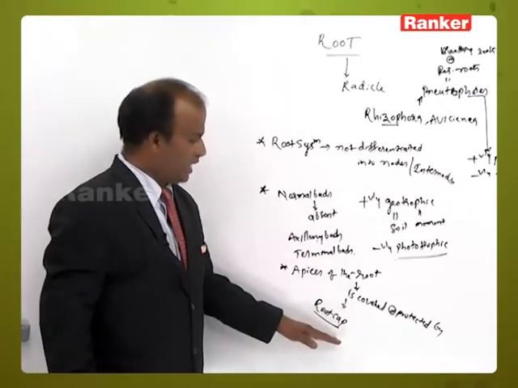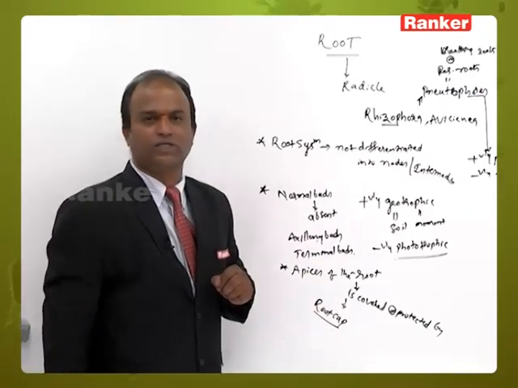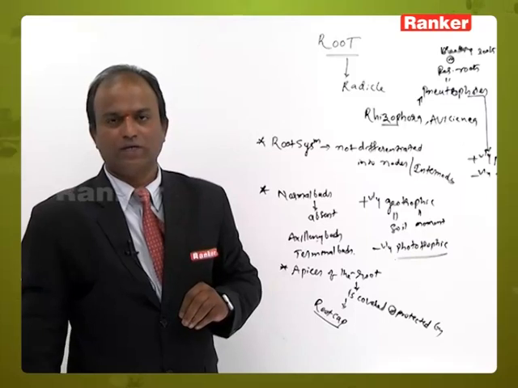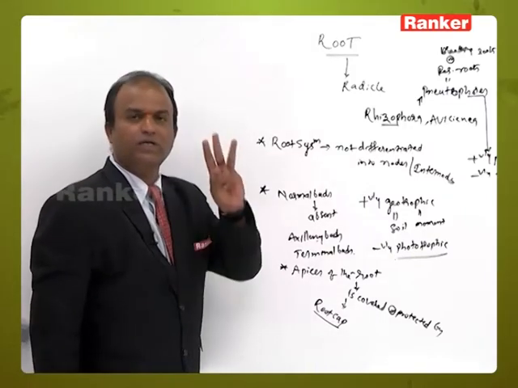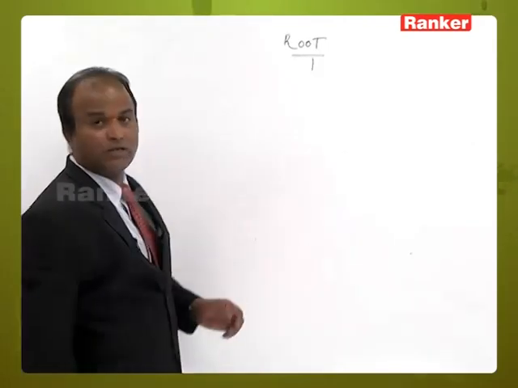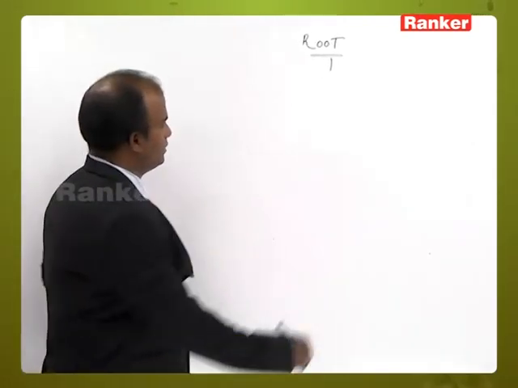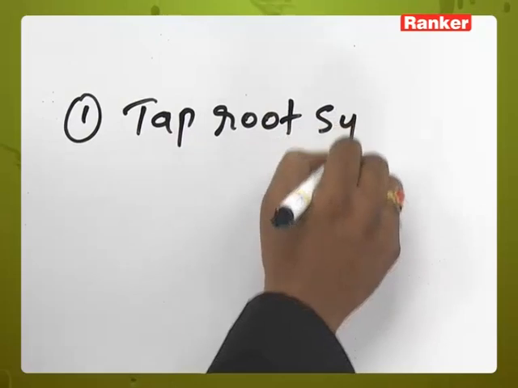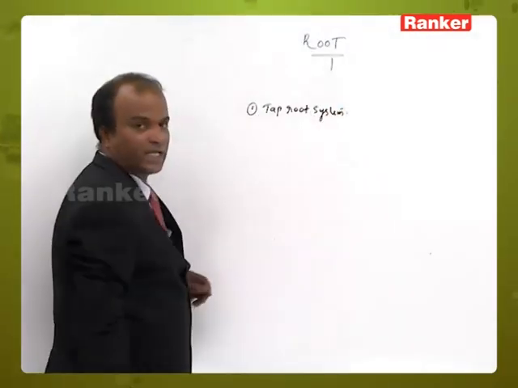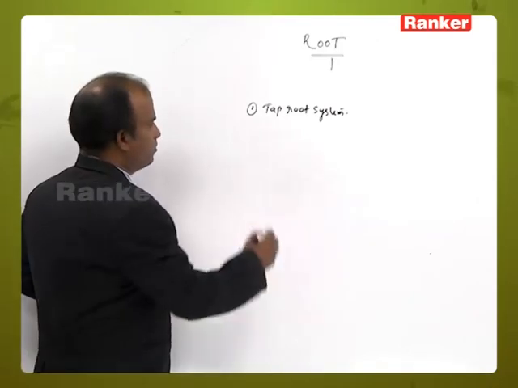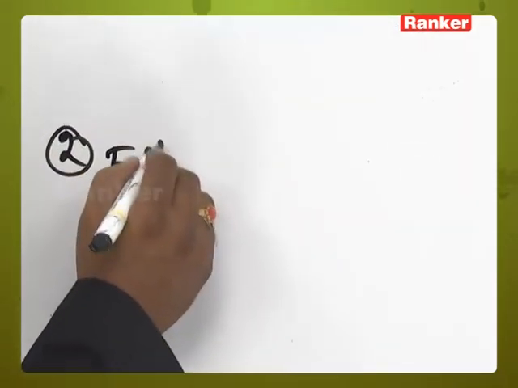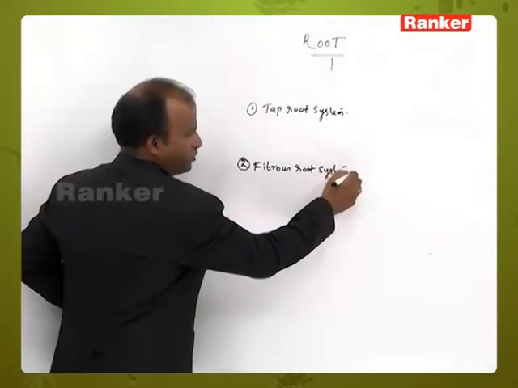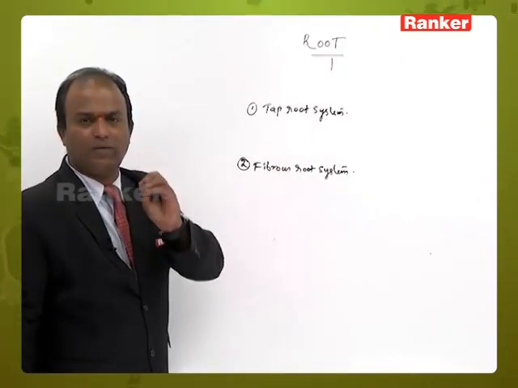Is that clear? Now, how many types of root systems can be seen in plants? In plants there are 3 types of root systems. What are they? One is the tap root system. The second is the fibrous root system.